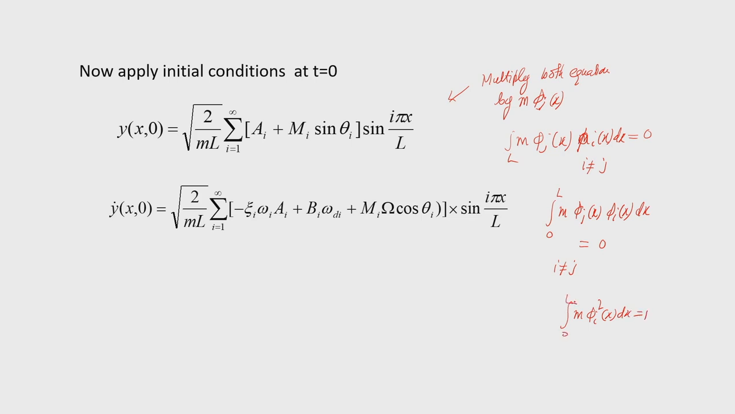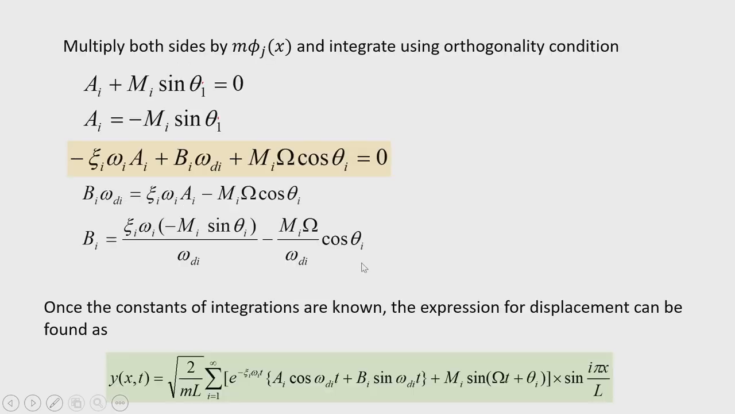Okay. So based on that, in the summation term only one term will be there, and therefore we are getting this. So from this equation, that is minus j I omega I a I plus b I omega d I plus capital M I capital omega cos theta I equal to 0. From this equation we now get b I omega d I equal to j I omega I a I minus M I capital omega cos theta I.